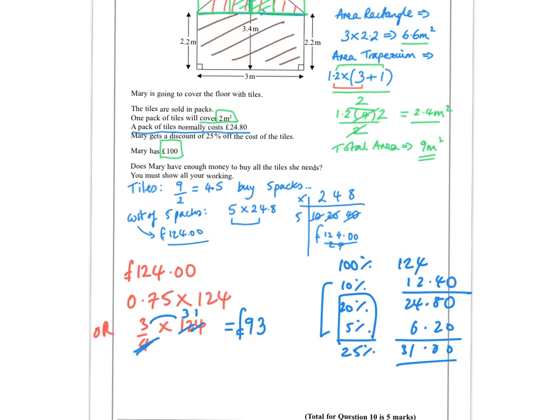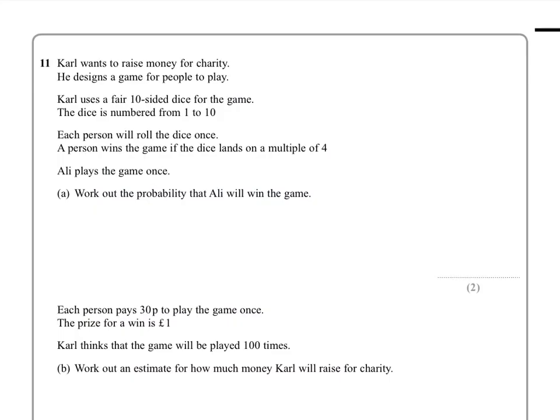And if you take £31 away from the 124, then you've got 3, and 12 take away 3 is 9, and that leaves you with £93. So yes, I would say Mary did have enough money with the £100 that she had. And so there are many different ways of approaching this problem, but that's just my view on it. So good luck with that question.